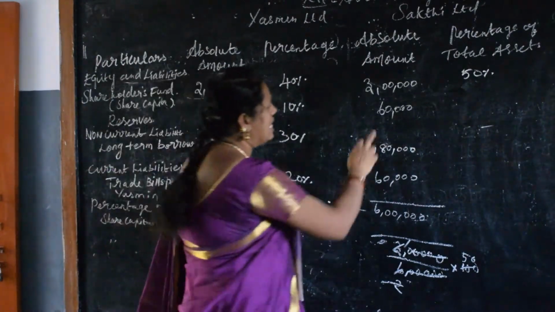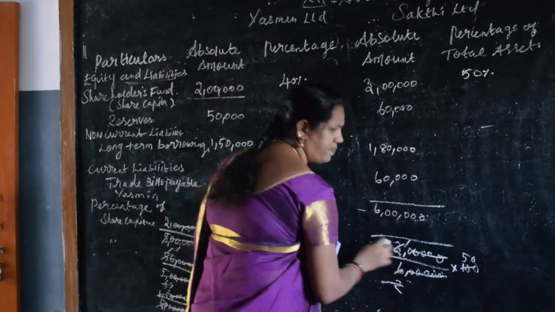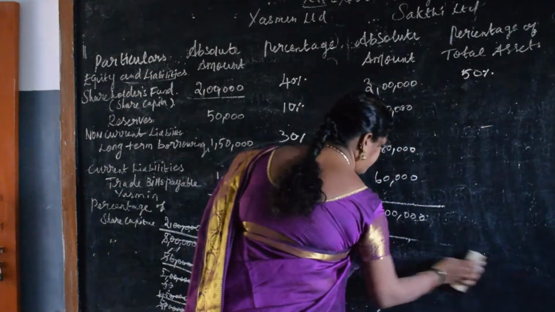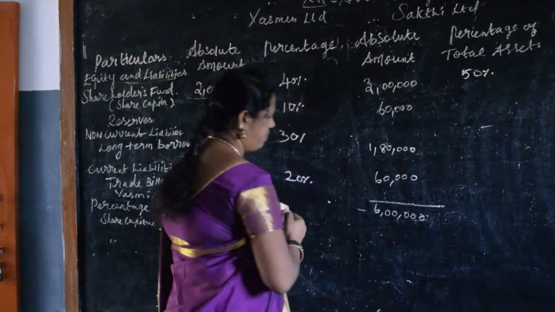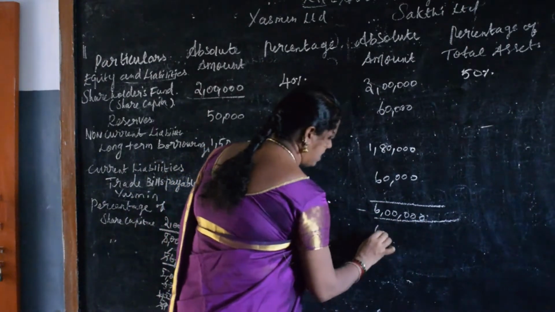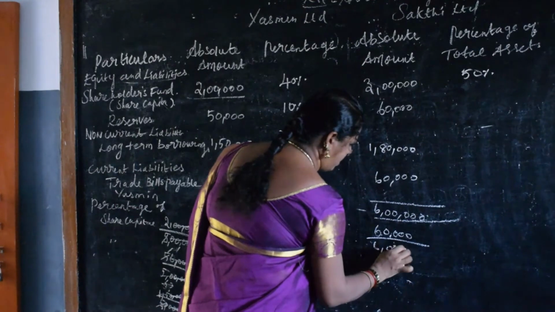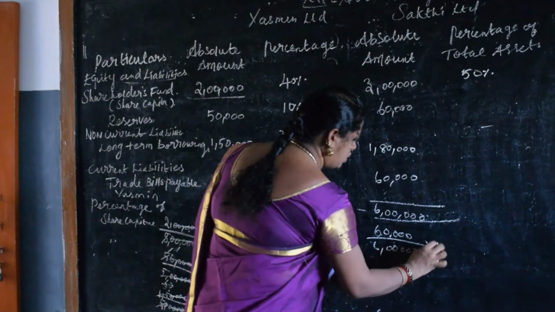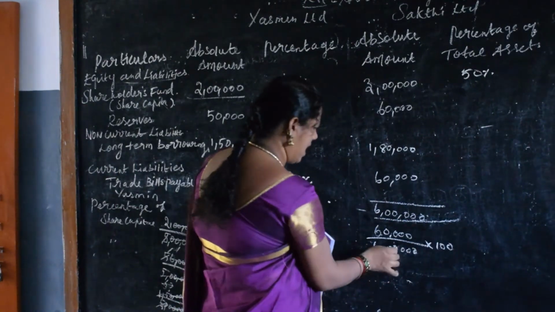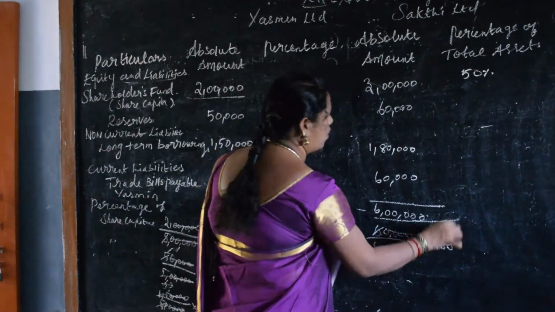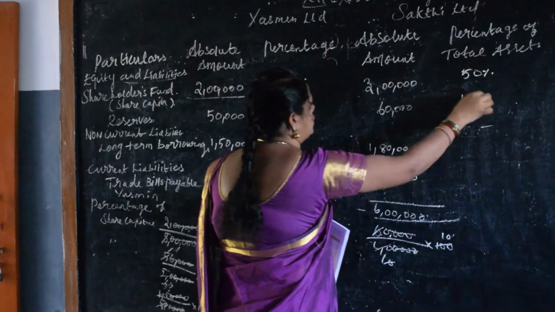The next one is 60,000. The next one is 60,000 by 6 lakh into 100. What is that? 4 zeros, 4 zeros, 1 times, 10 times. It is 10 times. So, it's 10%.